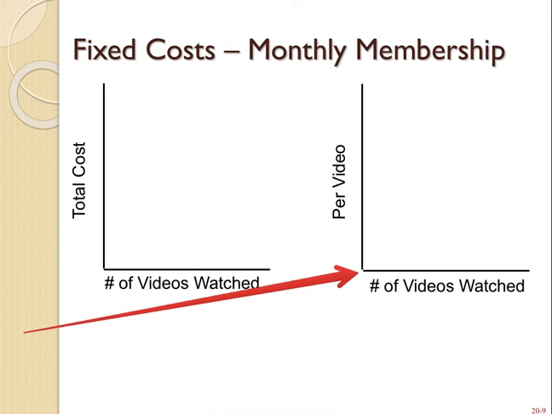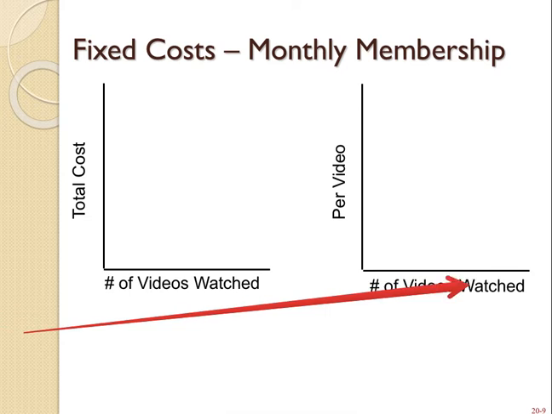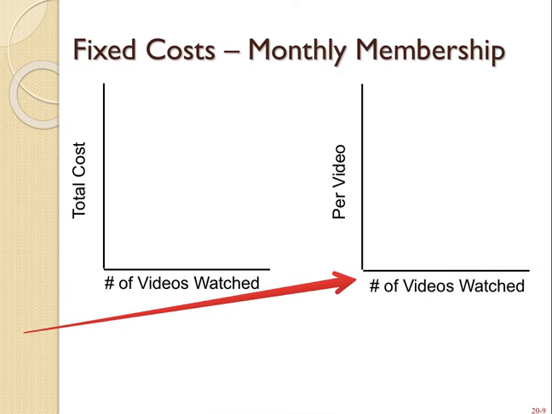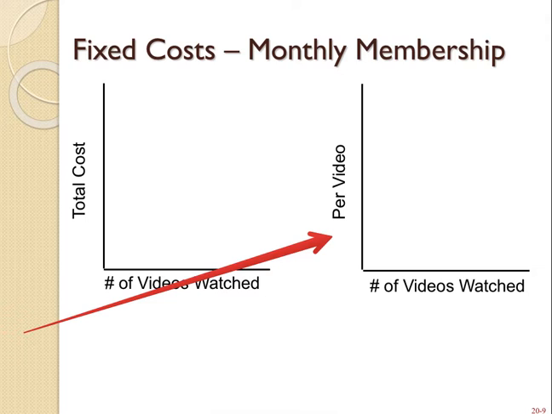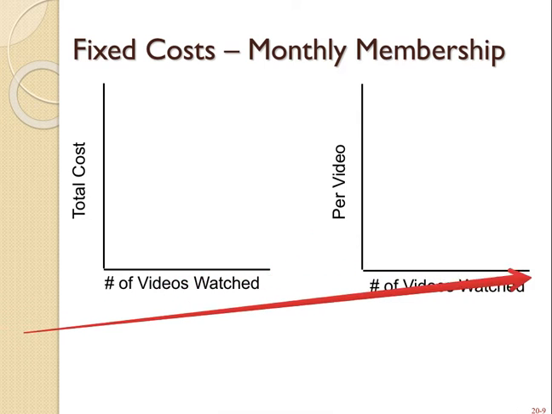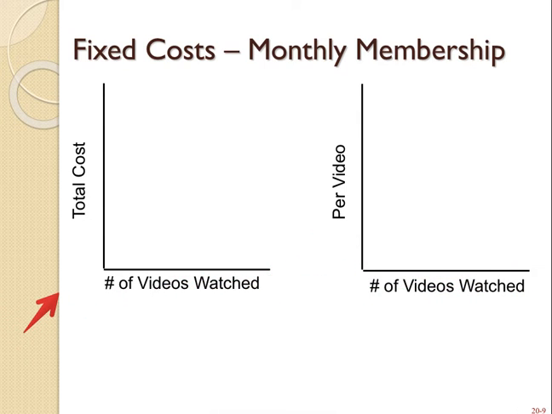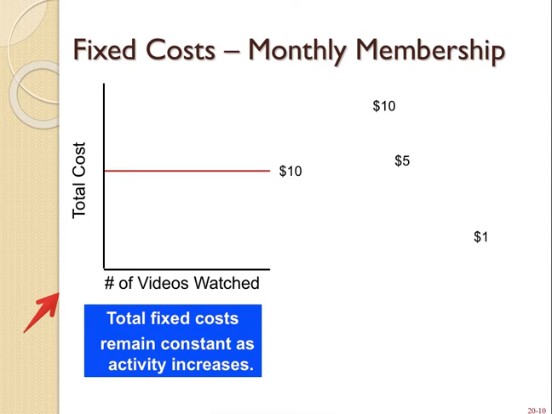The second graph is very similar. It's still number of videos watched, or volume, on the horizontal axis, but on the vertical axis, we're going to look at the cost per video. Okay, how much will it cost us per video as we watch more videos? So let's see this in action.